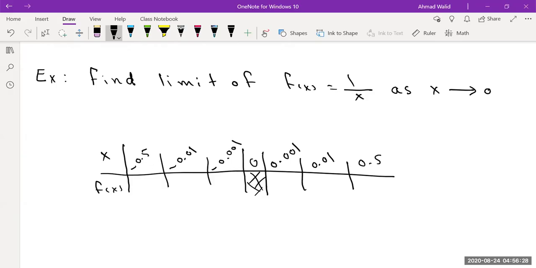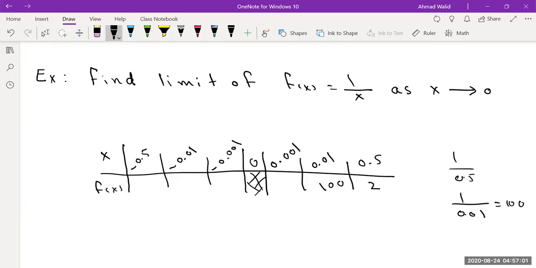If you plug in 0.5 here, what is 1 over 0.5? 1 over 0.5 gives you 2, right? Easy calculation. You don't need a calculator for this. If you plug in 0.01, it means move your decimal to the right 2 places, correct? It means it gives you 100. 1 over 0.01 gives you 100, right?